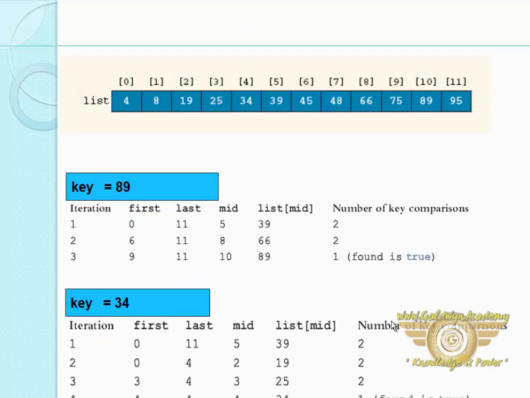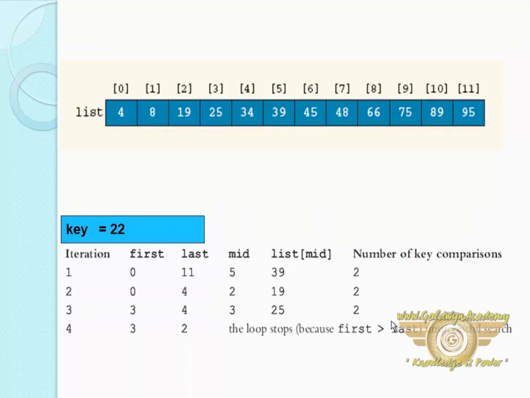Here, consider this array. If key is 89, 3 iterations are performed and 2 plus 2 plus 1 equal to 5 comparisons are performed. Similarly, for key equal to 34, there are 4 iterations taking place and 7 comparisons being performed. If key is 22, 4 iterations take place and 6 comparisons are performed.